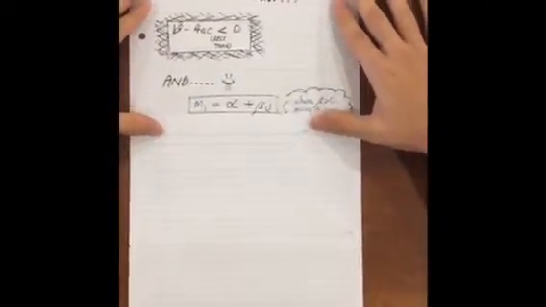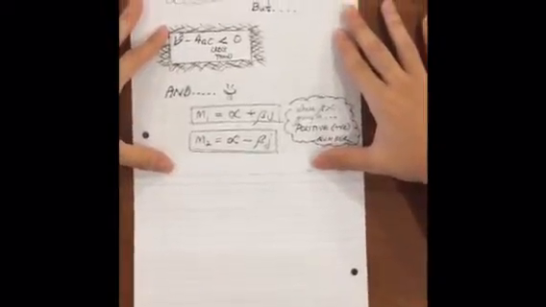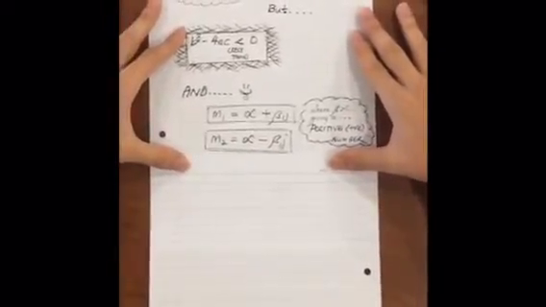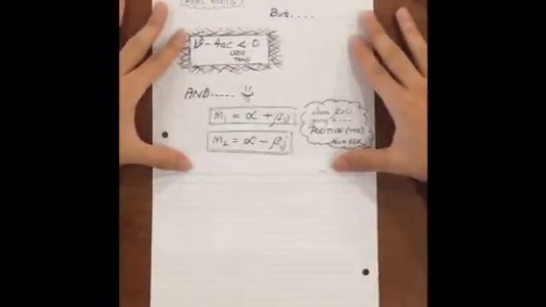Last but not least, case 3 only occurs when there are no real roots, so b squared minus 4ac must be less than 0, and also m1 and m2 must be alpha plus or minus beta j, where beta must be more than 0, giving a positive number.